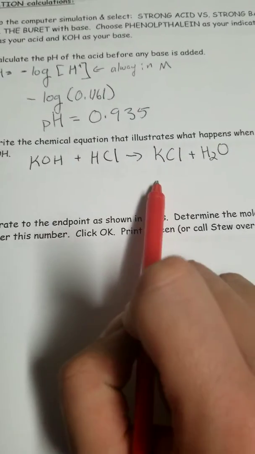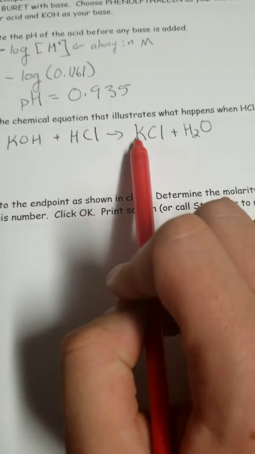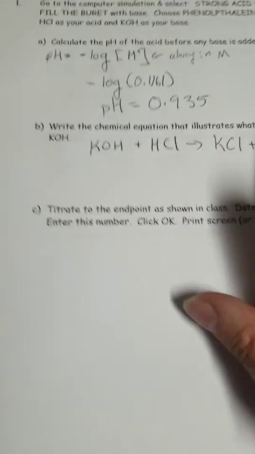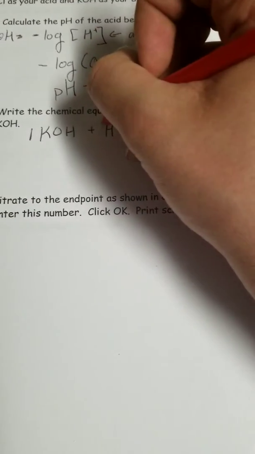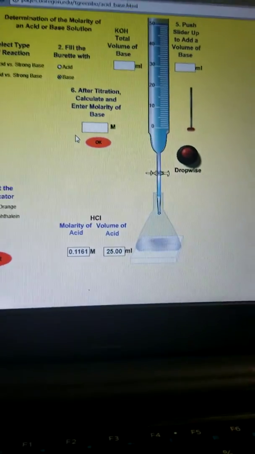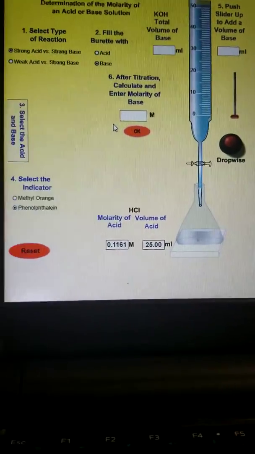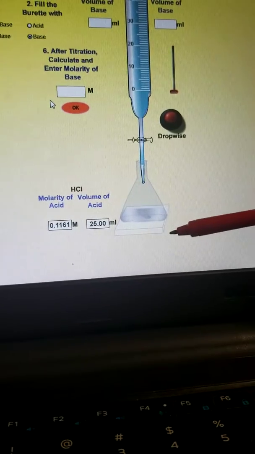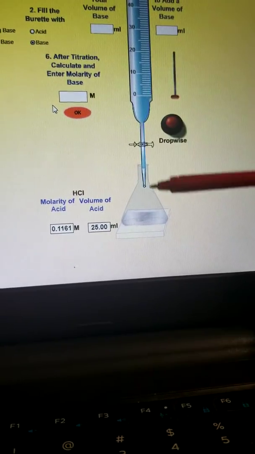If it wasn't balanced, you would have to go through and add in coefficients in order to make these balanced. But as for now, we can just go through and put ones in. Now we need to titrate to the endpoint as shown in class. So this is going back to the lab. Since we're using the indicator phenolphthalein, our solution, when it's acidic, because that's what's in the flask right now, is going to be clear. As you add and it becomes more and more basic, it'll start to become pink.